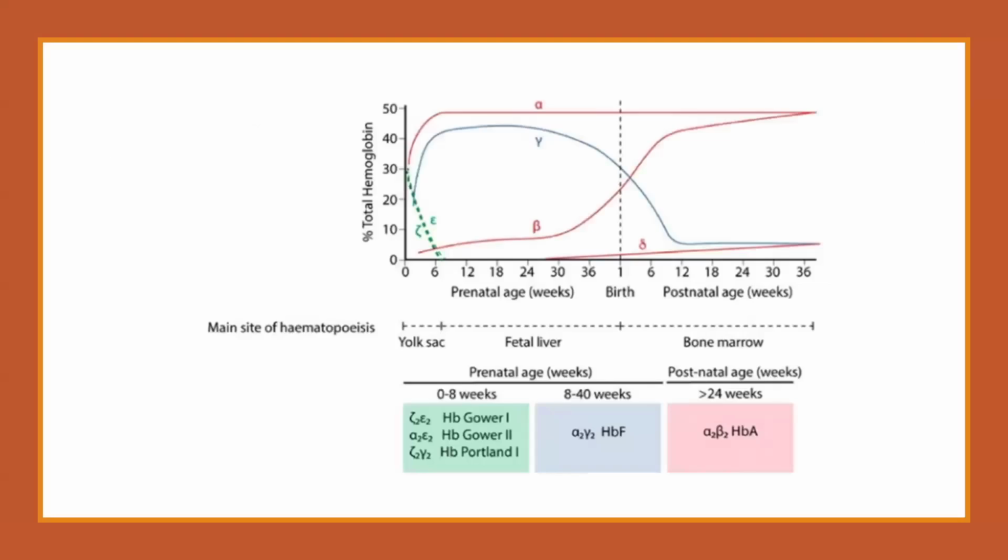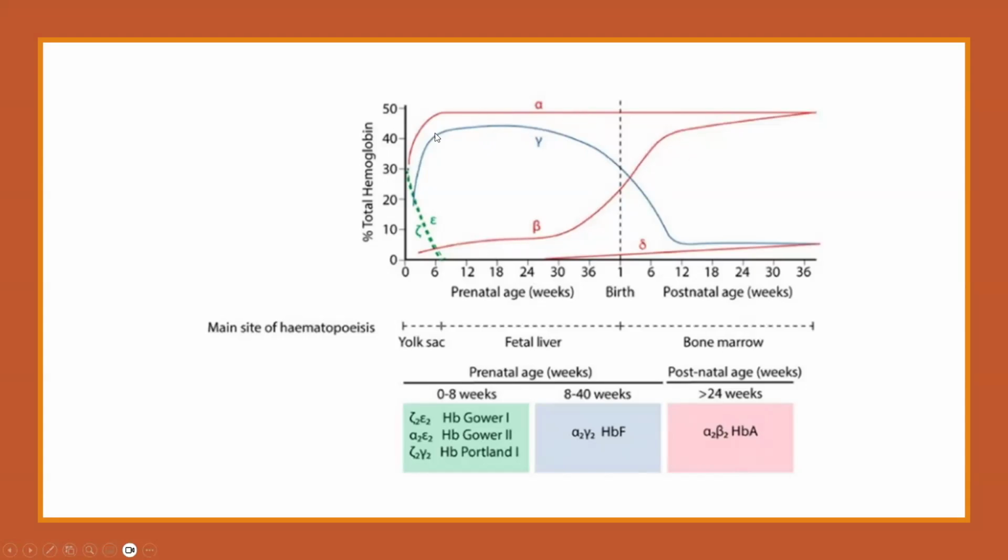This is, and all the references are at the end. I like this photo because it kind of goes back to how these chains evolve over time. The main site of hematopoiesis changes from prenatal to postnatal. Initially, this is all taking place in the yolk sac, and at the very beginning you have your zeta chains, which become your alpha chains, and then these epsilon, which become your gamma, which over time switch to become your beta.